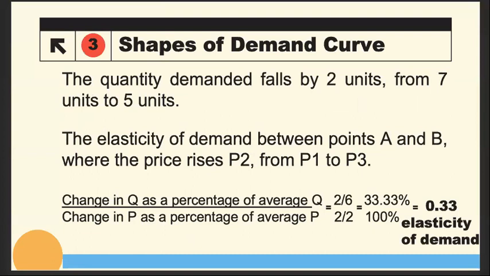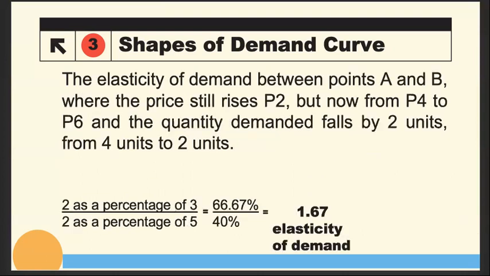The elasticity of demand between point A and point B, where the price rises by 2 pesos, let's say from 1 to 3 pesos. As you can see, the elasticity of demand is 0.33.